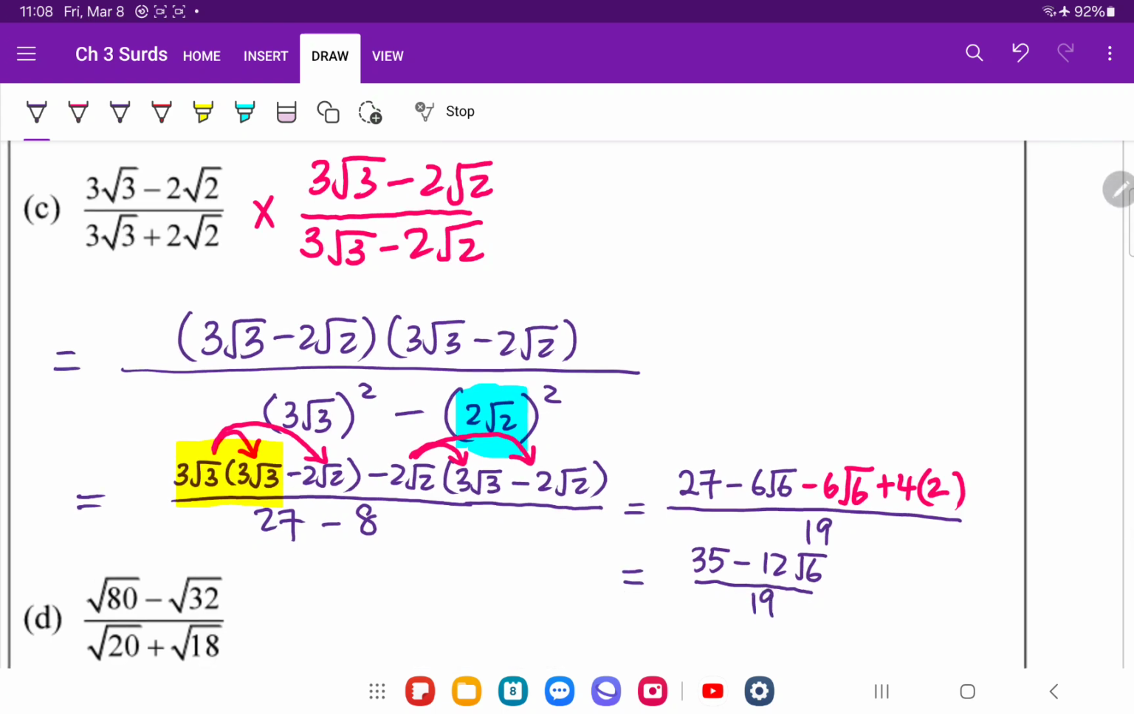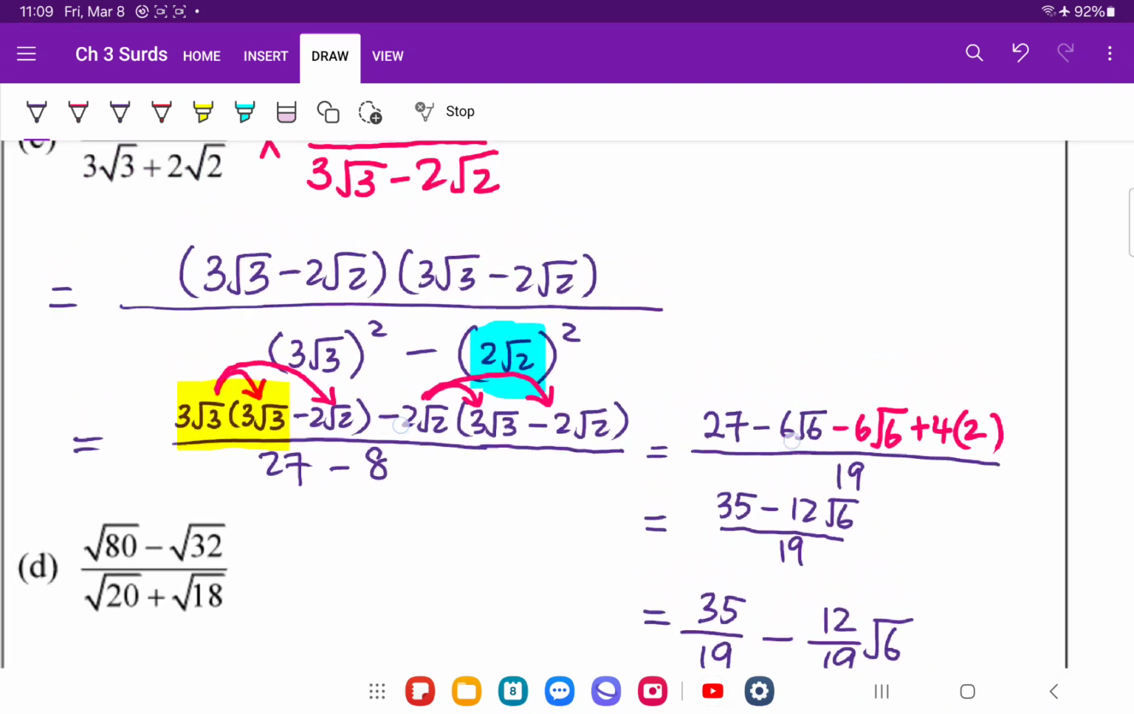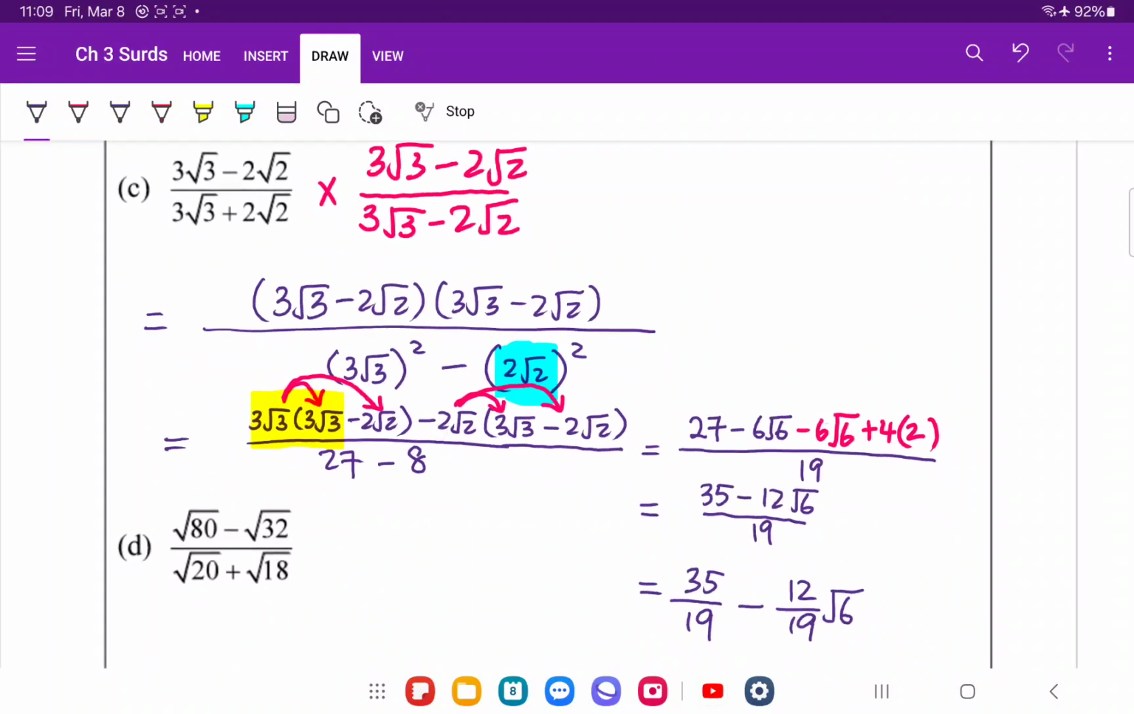Please know your subtraction very well. Now finally, split your answer into 2 fractions. It will be 35 over 19 minus 12 over 19, and square root 6 can just put at the back. I repeat, surds always put at the back. Okay, the surds you can put it at the back of this fraction because it's packed like this. That's it. That is the answer. Okay, other than that, there's really nothing. This chapter is very easy. It's just whether you are careful with the multiplication only.